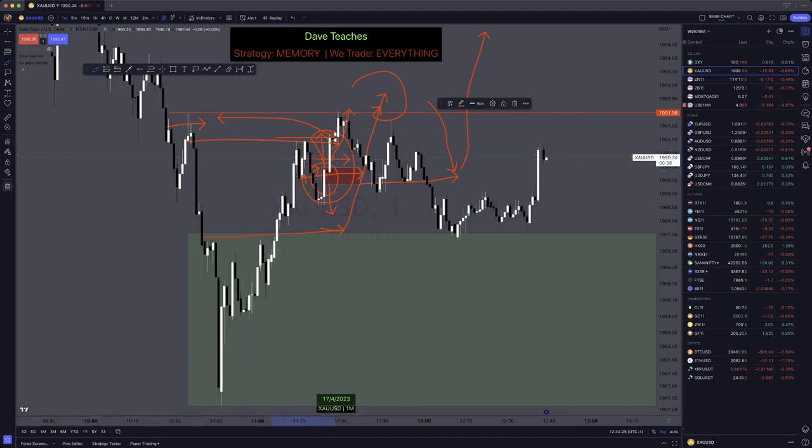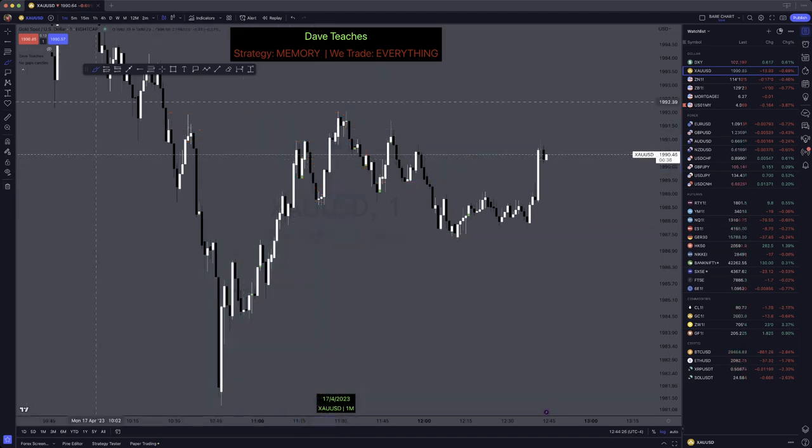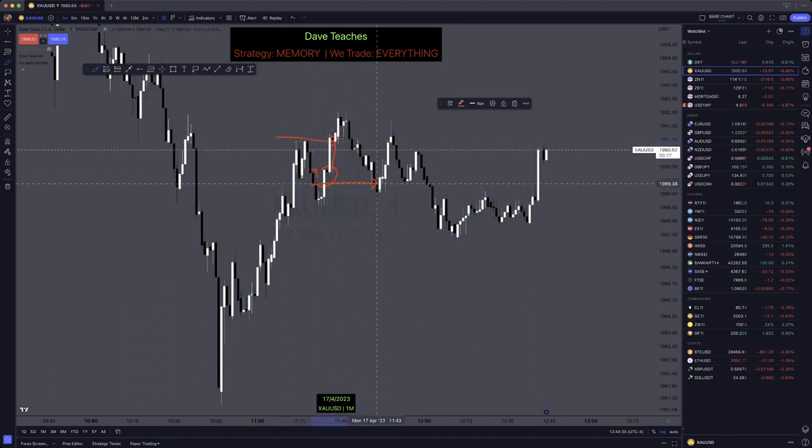So we said if we get a violation from the S&D responsible for the break above right here, we said that if we violate this, what we'll have is price tap back into here. I think I mentioned this imbalance on stream, and then we'll short. And I mentioned that there was the demand zone that was down here.